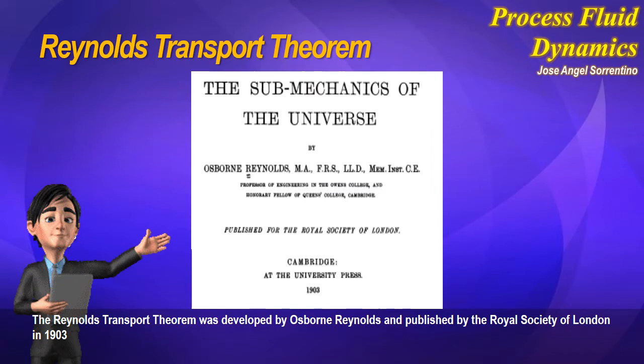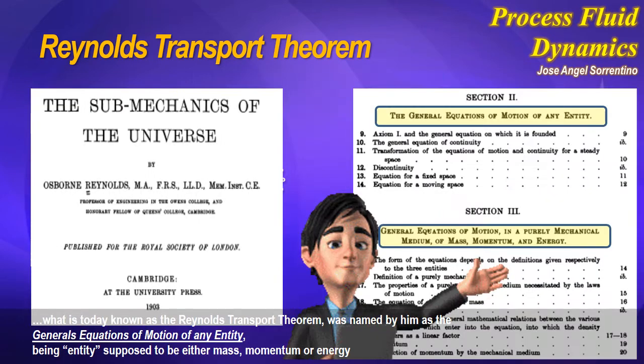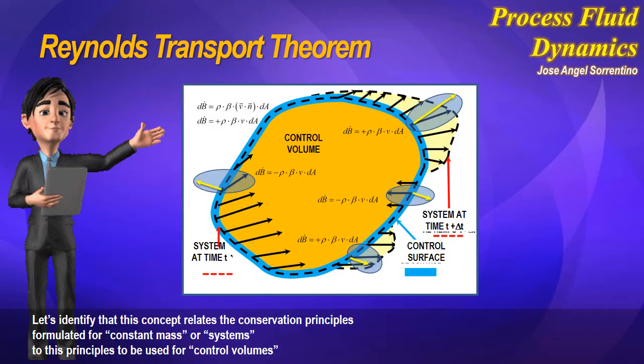The Reynolds transport theorem was developed by Osborne Reynolds and published by the Royal Society of London in 1903. What is today known as the Reynolds transport theorem was named by him as the general equations of motion of any entity. Being entity supposed to be either mass, momentum or energy, let's identify that this concept relates the conservation principles formulated for constant mass or systems to these principles to be used for control volumes.